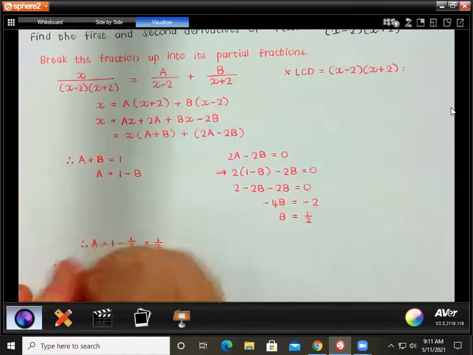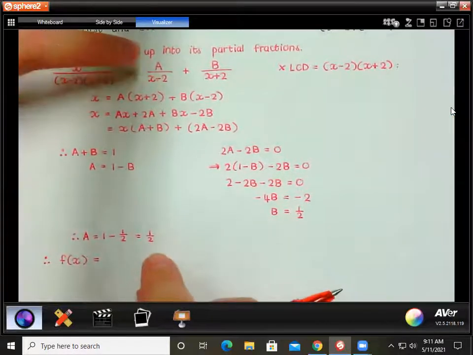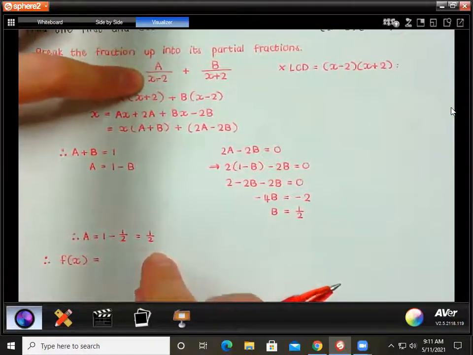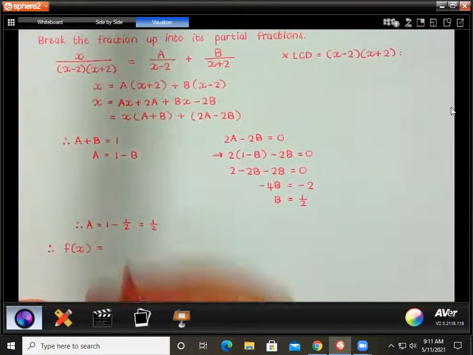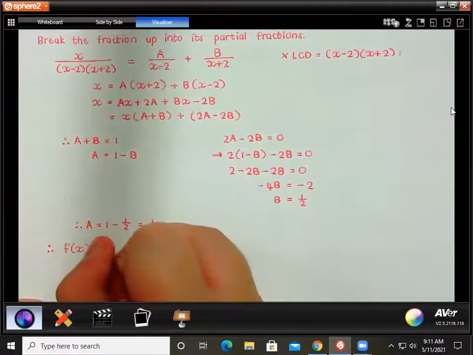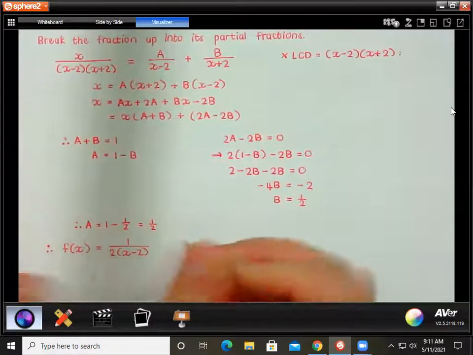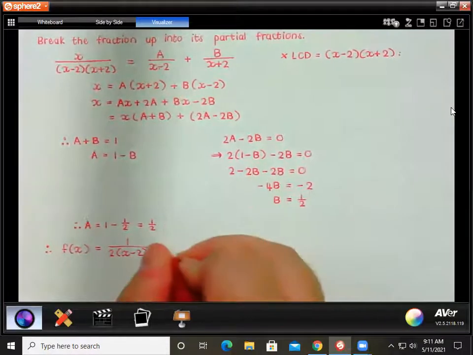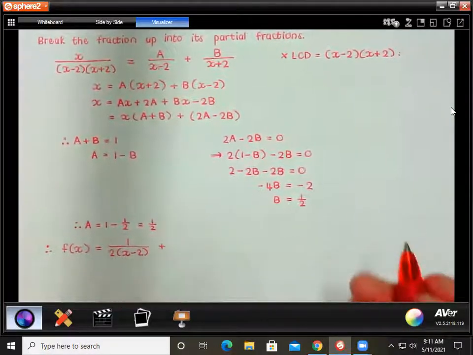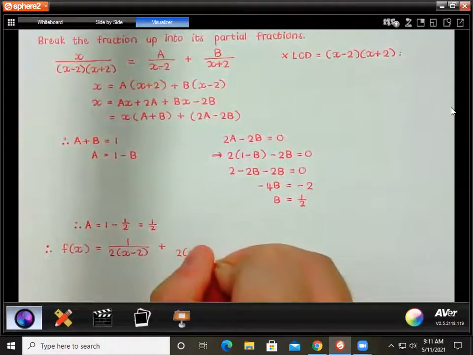Therefore, our function f of x can also be written like this. If a is a half, then I can write it as 1 over 2 bracket x minus 2. Let me not get ahead of myself here. All right, that would be the first term. And then we do the same with the second term. So plus b is also a half. So I'm going to write it as 1 over 2 times x plus 2.